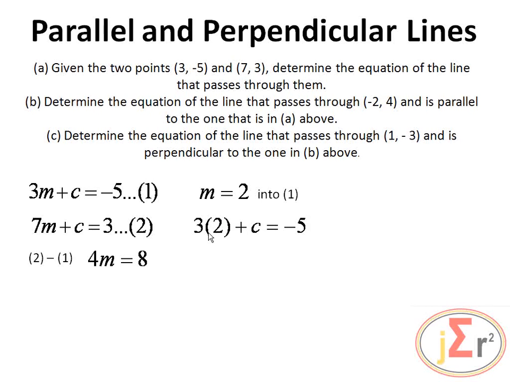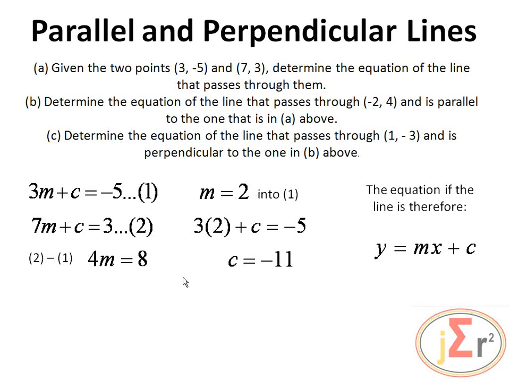And of course, c can be easily determined by transposing this. So what do we get for c? C is equal to negative 11. When this, what we have, is equal to 6 is taken to the other side, negative 5 minus 6 is equal to negative 11.